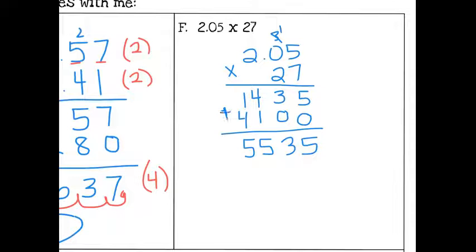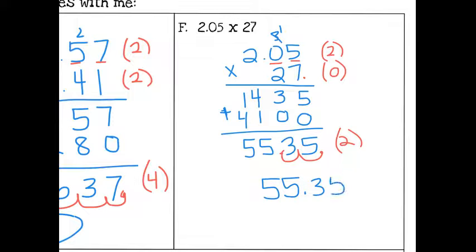And, okay, then we want to come back up and take a look at our factors. We've got 2 numbers after the decimal point in our first factor. And then in our other factor, 27, I don't see a decimal point, which means that it's at the end of the number. So there are no digits after the decimal point in 27. So down in our product, we want 2 total digits after the decimal point. So we'll bounce it over 2 places. And then our final answer is 55 and 35 hundredths.